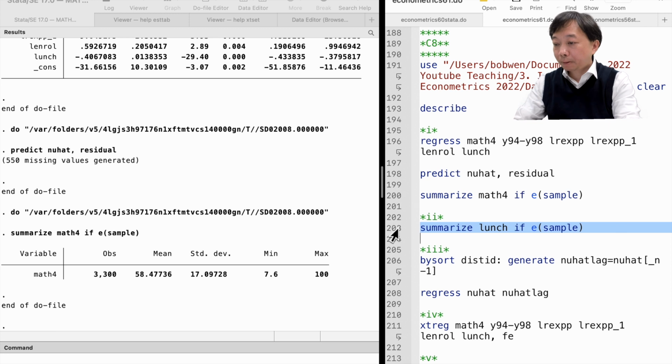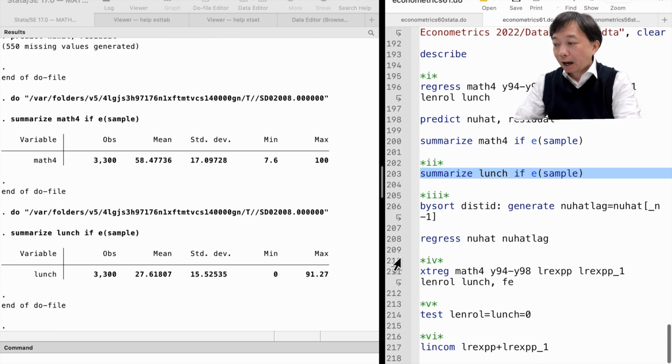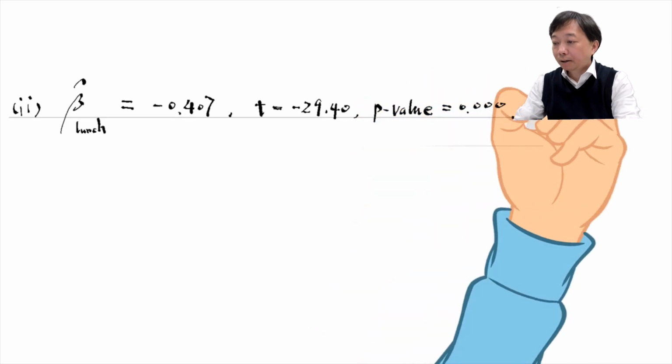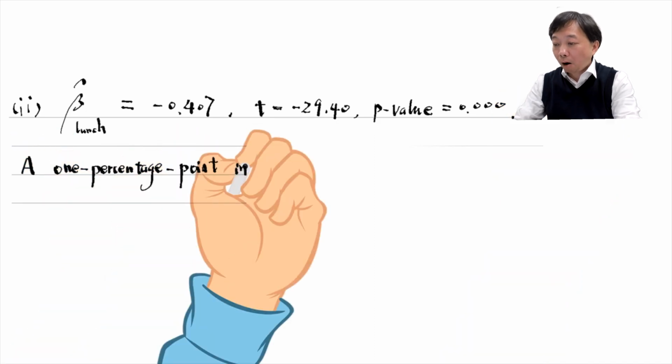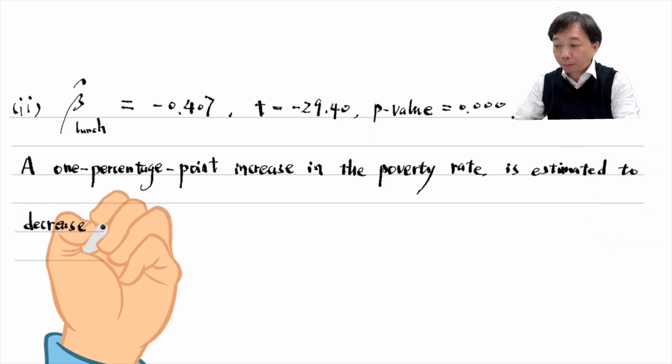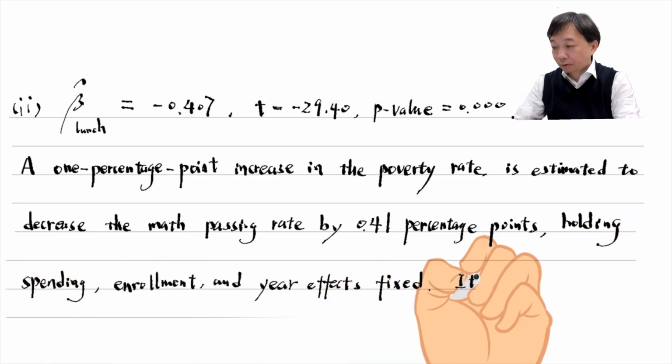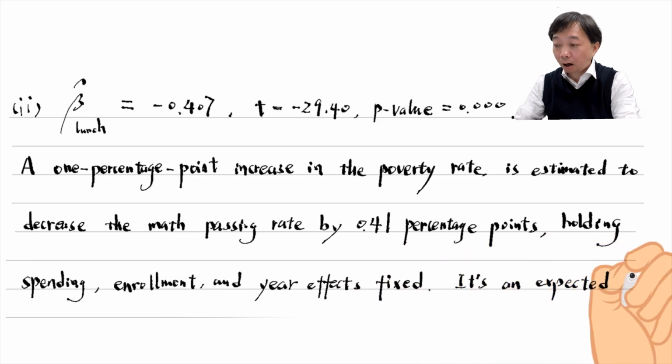The lunch variable is the percentage of students in the district eligible for the school lunch program. It is a good measure of the district-wide poverty rate. Its value is from 0 to 91.27 percentage points in the sample used in the pooled OLS estimation. The estimate is minus 0.407, and it is statistically significant at the 1% level. A 1 percentage point increase in the poverty rate is estimated to decrease the mass passing rate by 0.4 percentage points, holding spending, enrollment, and year effects fixed. It is an expected and pretty large effect.